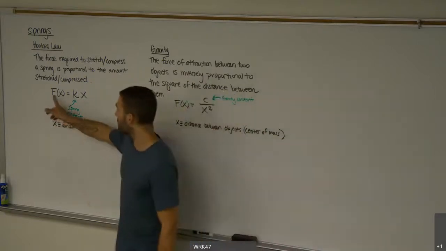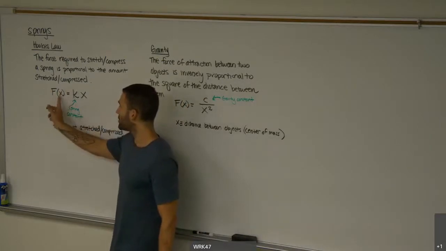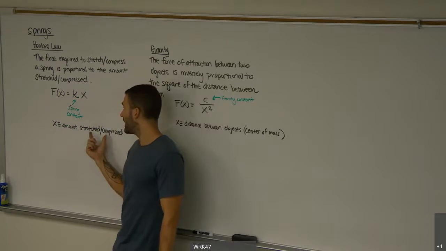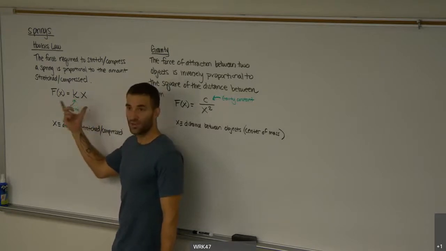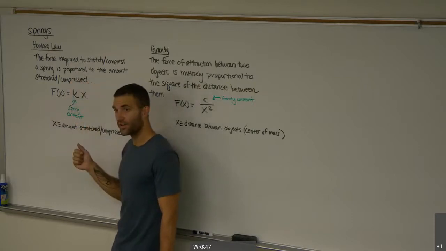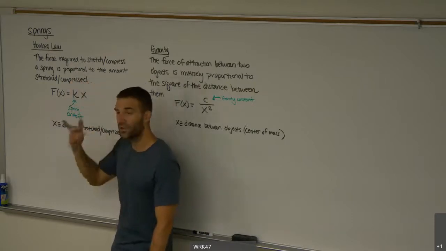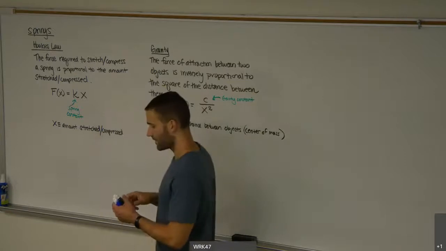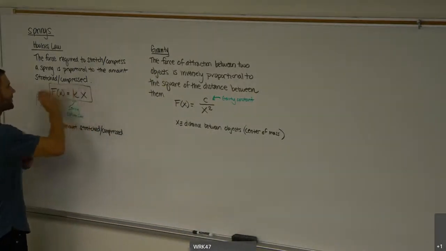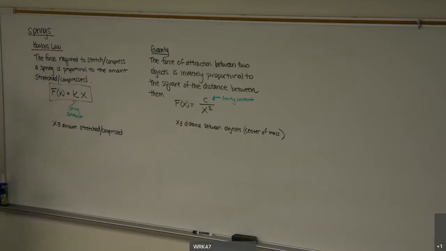So the amount of force required is dependent on how much you've stretched or compressed it. X is the amount stretched or compressed, and K is some constant. That's our proportionality constant, right? They're not equal, but they're proportional to each other, so there's some constant that relates them. We call this the spring constant. And so when we're dealing with springs, we have Hooke's law, which gives us a very specific force function to use. And remember, work is the definite integral of force over the distance, in this case, stretched or compressed.